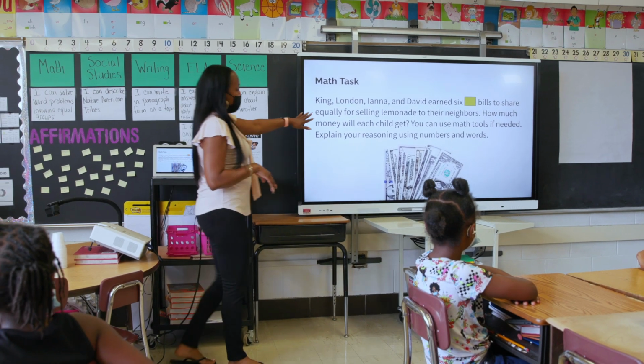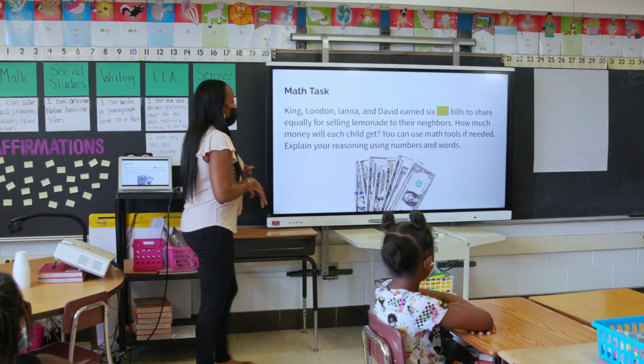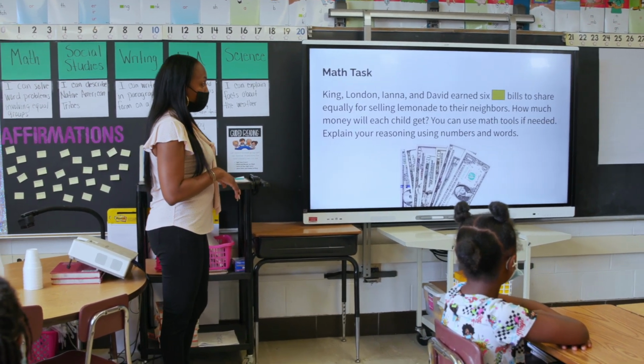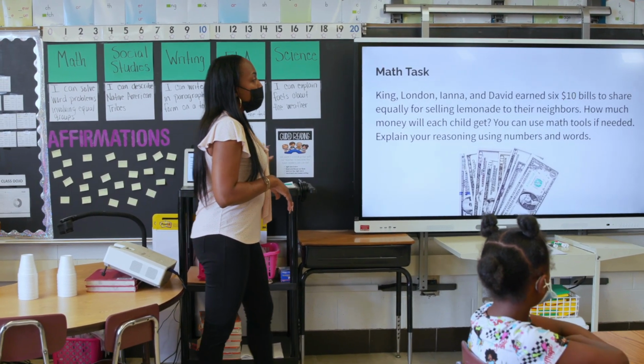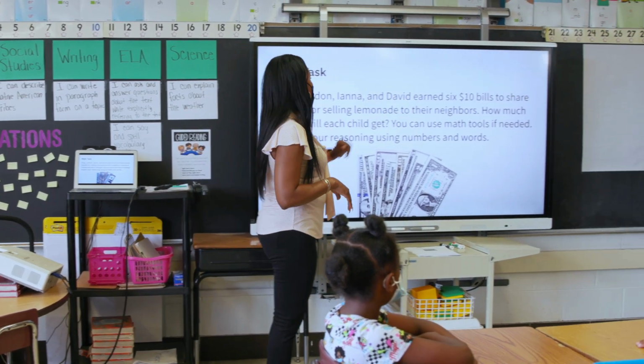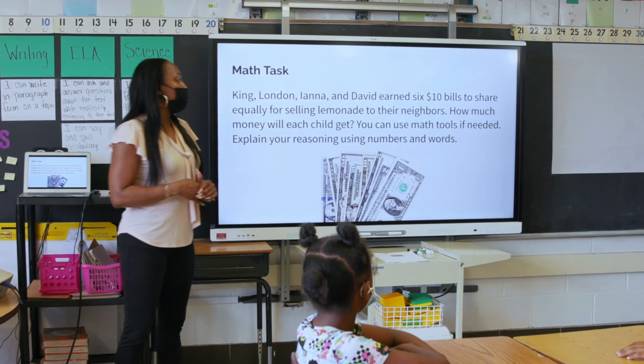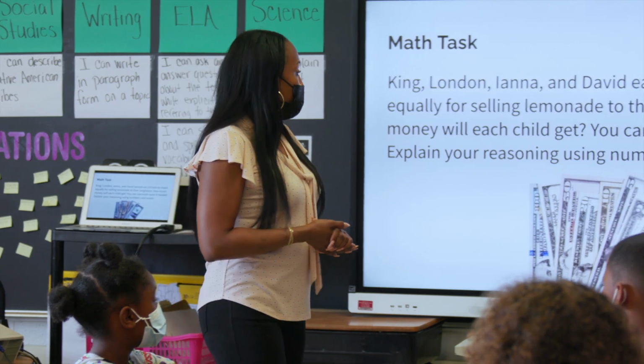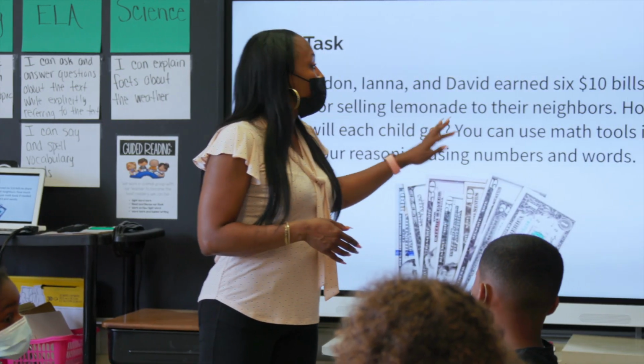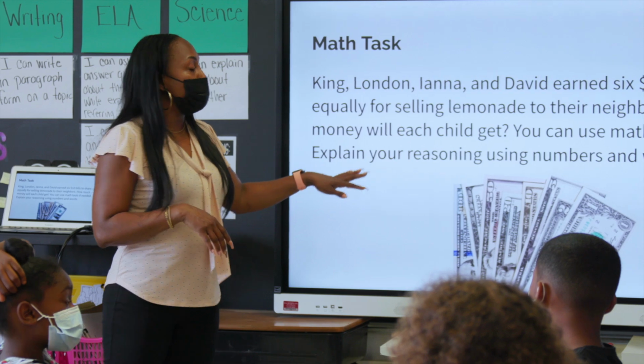So we know that these kids earned some bills. They earned 6 $10 bills to share equally for selling lemonade to their neighbors. How much money will each child get? And it says you can use tools if needed, and you're going to explain your reasoning.